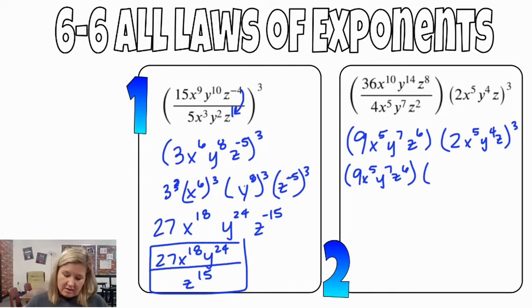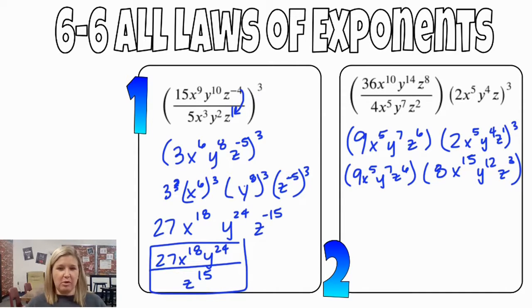Now I'm going to take my 2 to the 3rd power, so that's going to be 8. So 2 times 2 times 2. And then I have x to the 15th, because I do 5 times 3. And then I have y to the 12th, 4 times 3. And then I have z to the 3rd, because I have a 1 right there, 1 times 3.